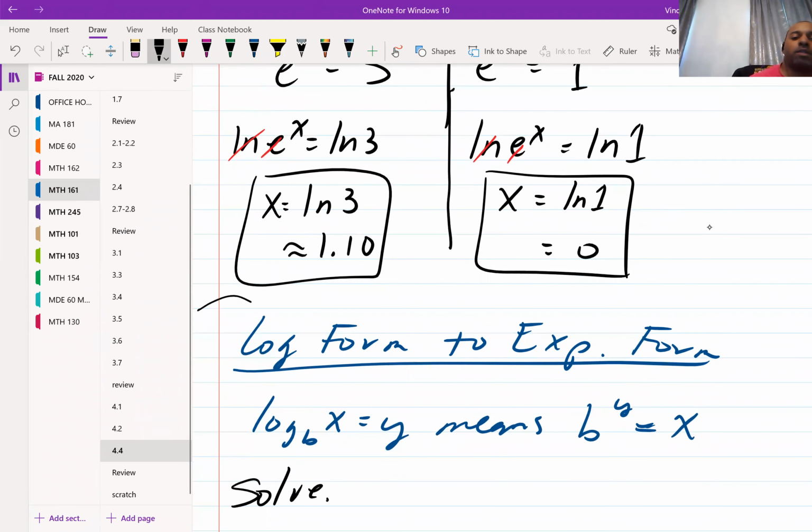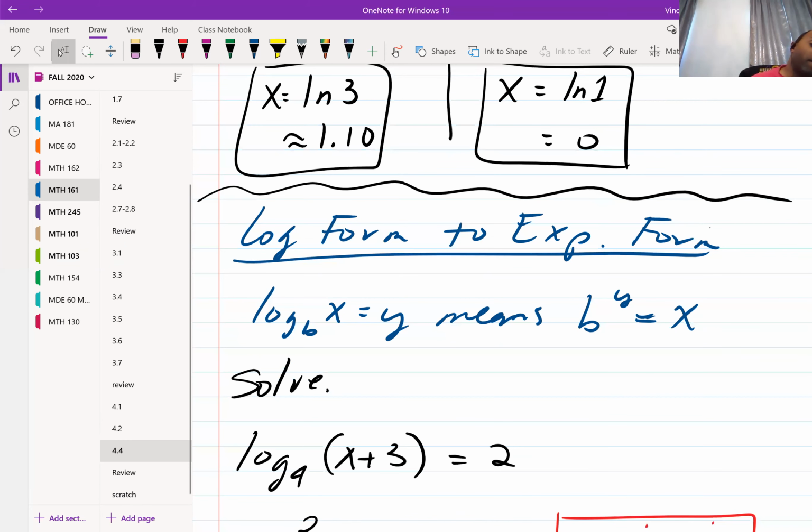Next method is to use the log form to the exponential form, vice versa. All right. So we talked about going back and forth between these two relationships. Log base b of x is equal to y. That means b to the y is equal to x. So if I have log base 4 of x plus 3 equal to 2, I can use this relationship to rewrite that log equation.